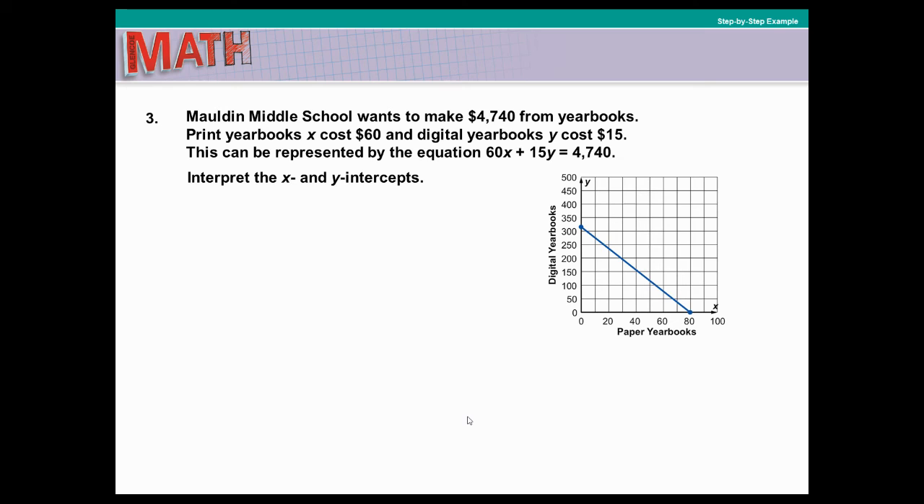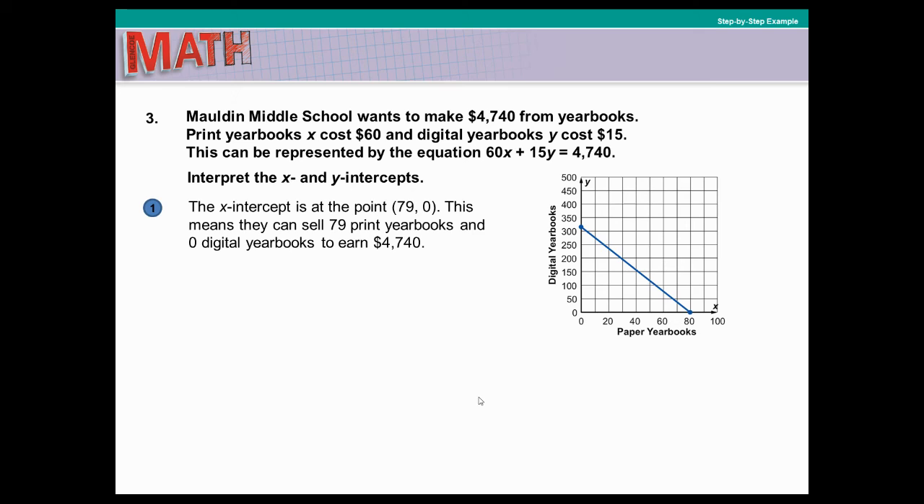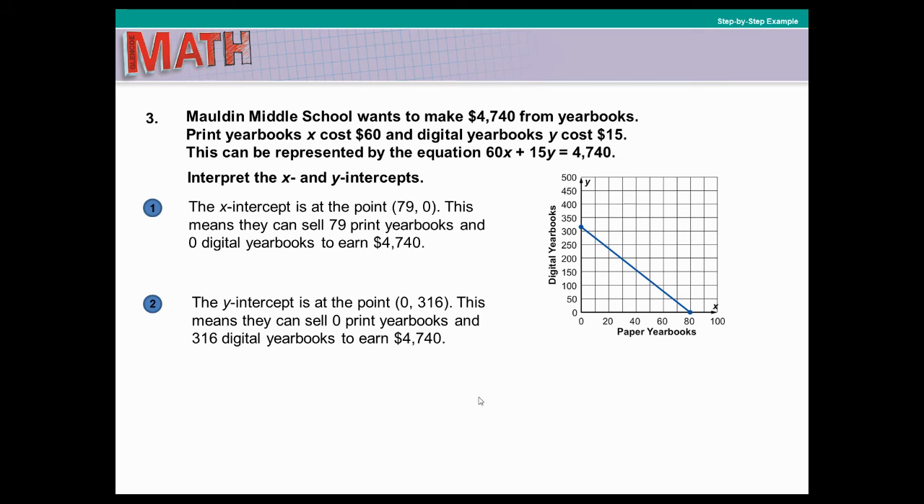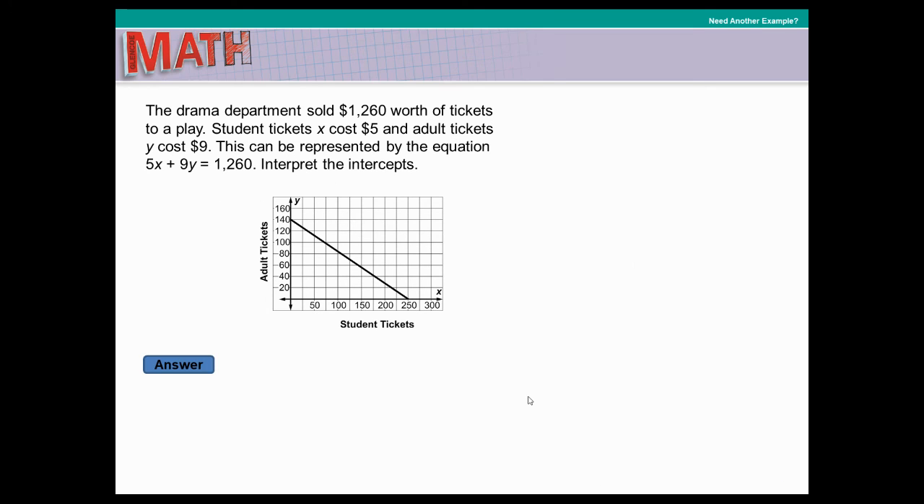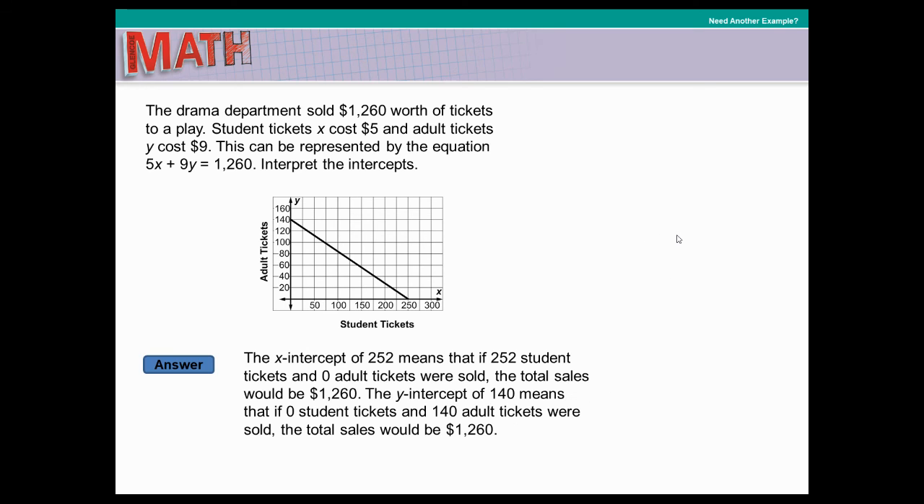Now, we're interpreting the X and Y intercepts here, which we've already talked about. And so I got ahead of myself a little bit, but there's the information. And here's another one that will, again, what it does is interpret the intercepts. So when you have 250 student tickets, what's that mean? When you have 140 adult tickets, what's that mean? Really important you get that part of it too. And there's the answer for it.